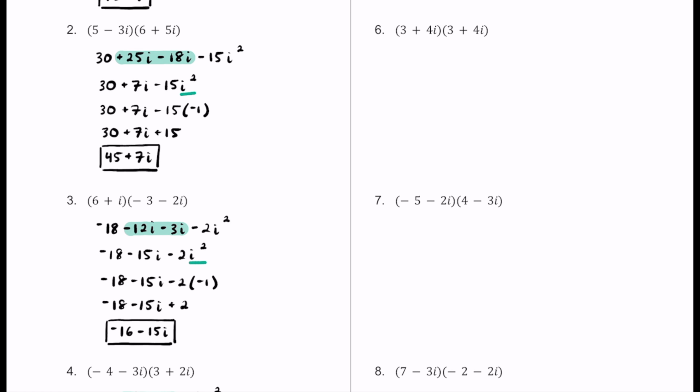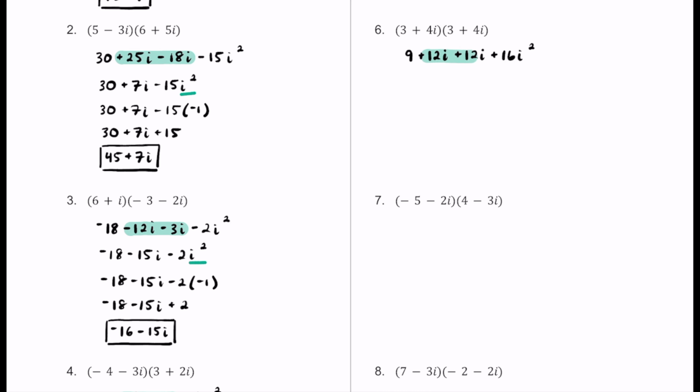For number 6, we have the quantity of 3 plus 4i times the quantity of 3 plus 4i, so we have two of the same binomials here. So this is a perfect square trinomial, or you may have seen this when you complete the square. So let's start off with 3 times 3. That's going to equal 9. And then 3 times this 4i, that's going to be a positive 12i. Then we'll take this 4i multiplied by 3. That's going to be another positive 12i, which should make sense. We should get two of the same thing. And then 4i times 4i, that's going to be positive 16i squared.